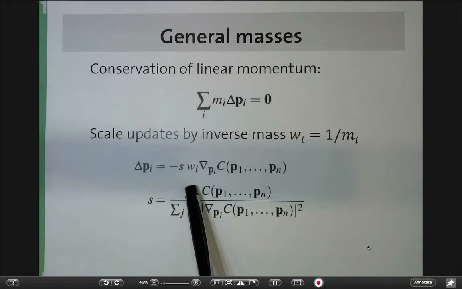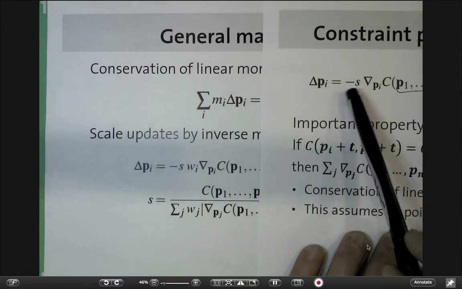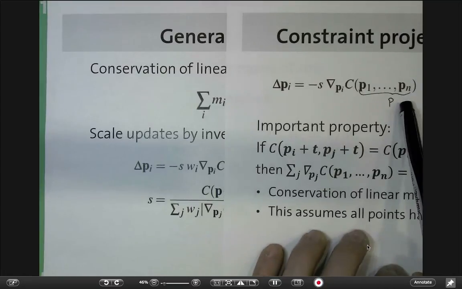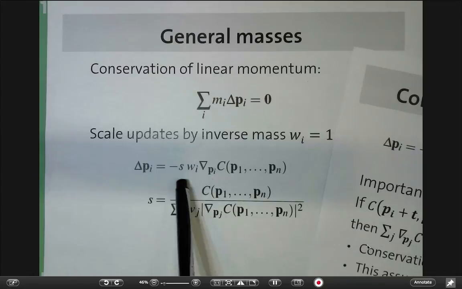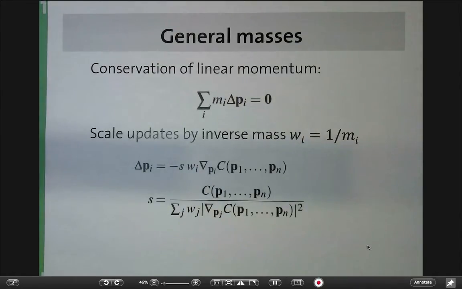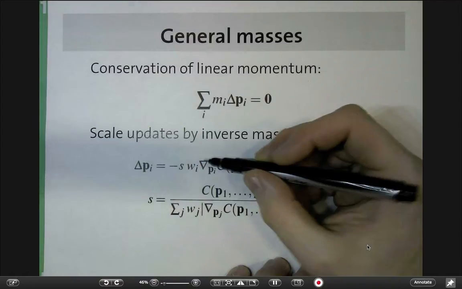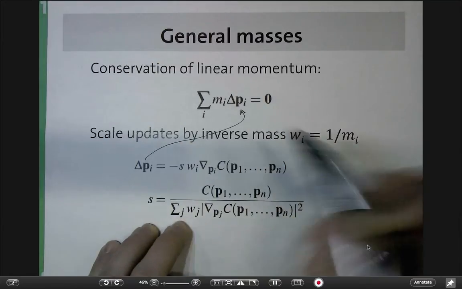So this is basically like we were doing before, right? The only difference is, so this is what we were doing before, minus s times the gradient, and this is the same thing except that there is the wi, right? So why do we put the wi there? Well, that's because if I now plug this back here, what happens?